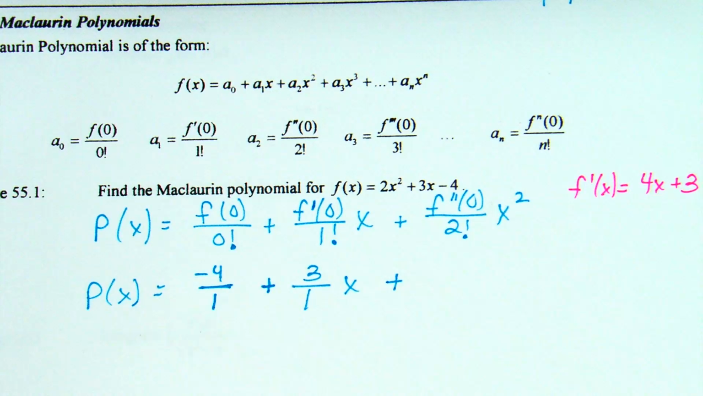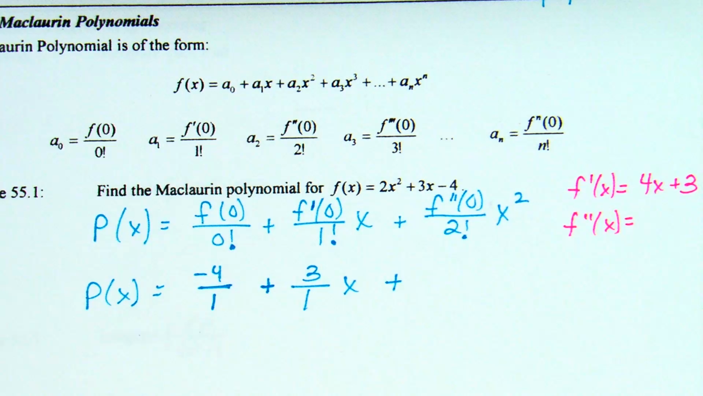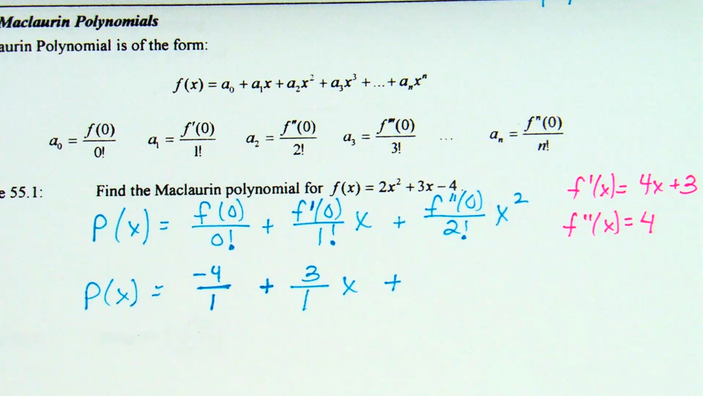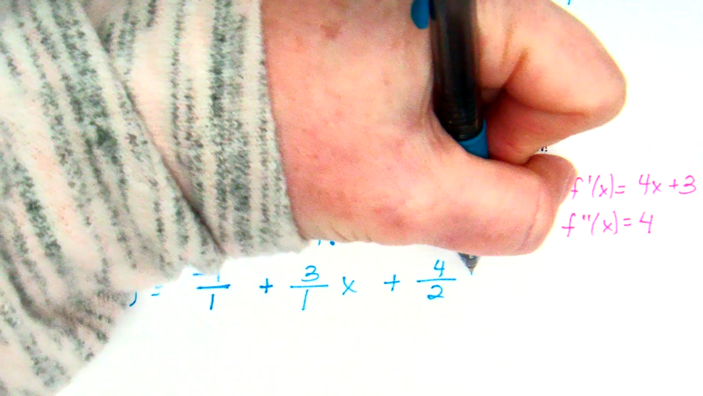Plus. Okay, do the same thing for the x squared term. F double prime of 0. So we have to find the second derivative. What is the second derivative? What's the derivative of 4x plus 3? 4. So what is that when you plug 0 in? It stays the same, and it's 4. Over 2 factorial. What's 2 factorial? Because 2 times 1, which is 2, times x squared.